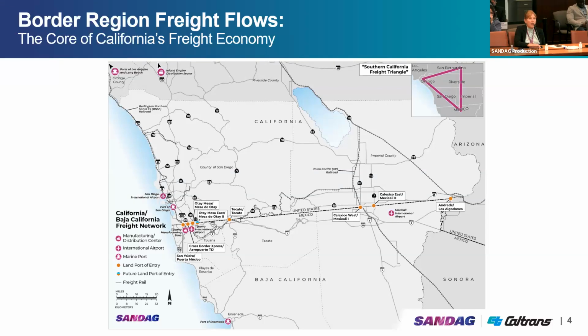To start out, the paper points out that the Southern California border region is really the core of California's freight economy. We have what has been referred to as a freight triangle that links the manufacturing sector in Tijuana, northern Baja California, to the Inland Empire, and then to Los Angeles with the ports of LA and Long Beach. And again, this freight triangle is not only the core of our economy, but an essential piece of the economy of the entire nation and of Mexico.